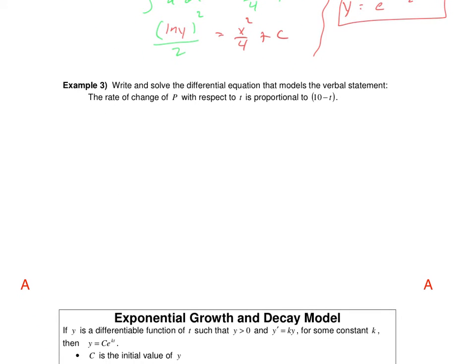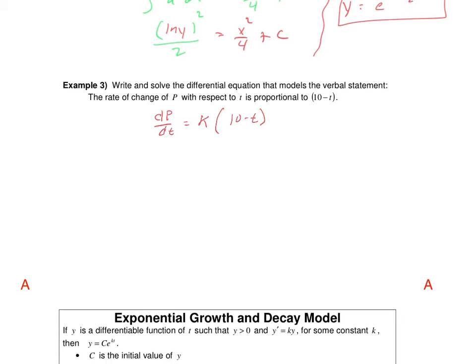All right, write and solve a differential that models the verbal statement. The rate of change of P with respect to T is proportional. That's like your spring constant, right, from physics. It's proportional to 10 minus T.